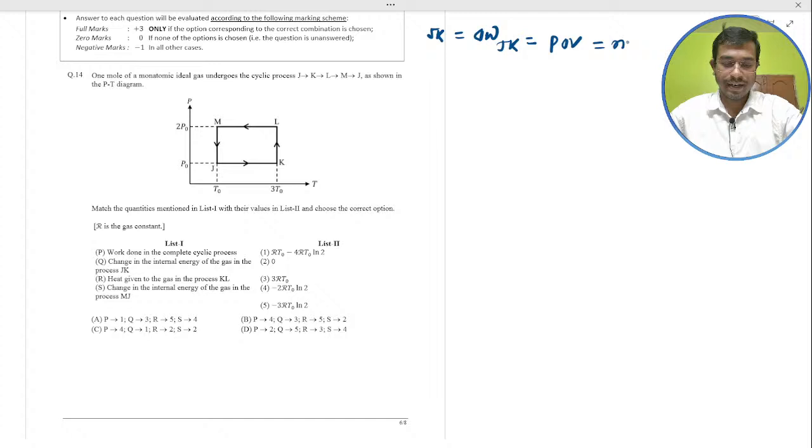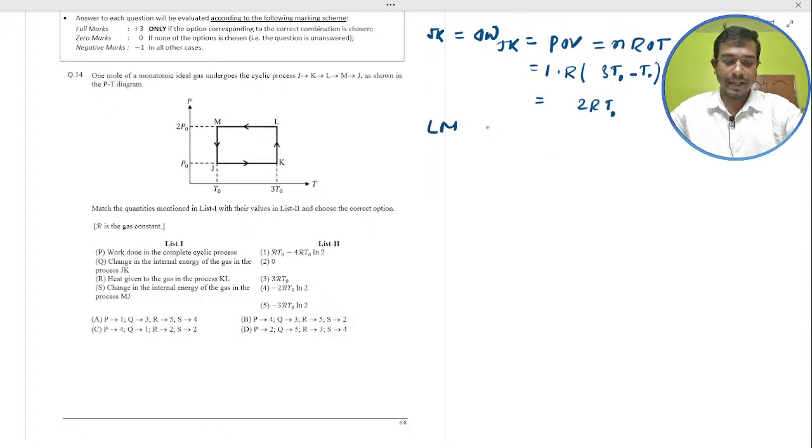This is nothing but nR del T. This is equal to 1 into R. Del T means 3T naught minus T naught. You would get 2R T naught.